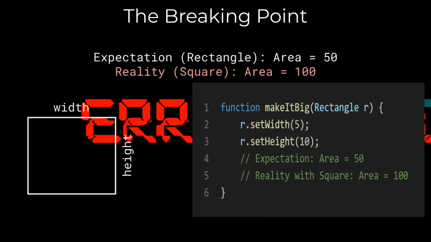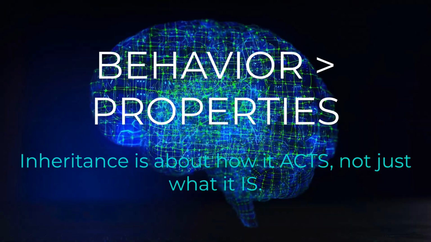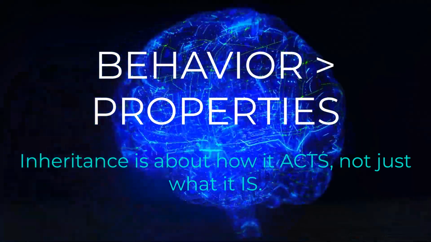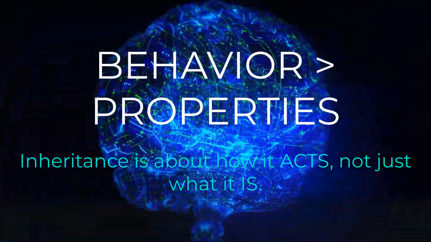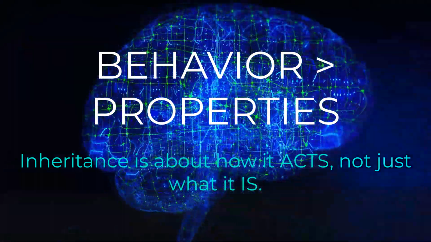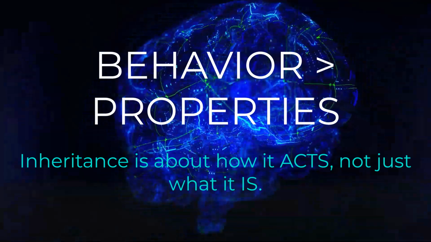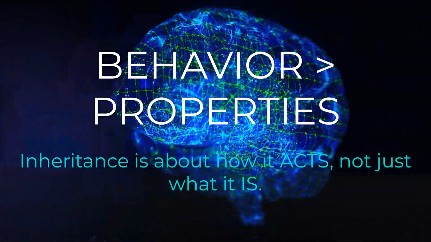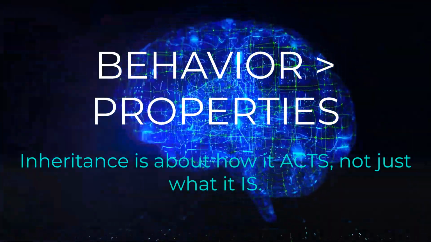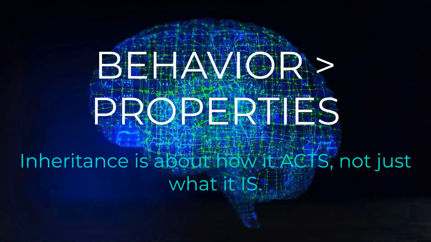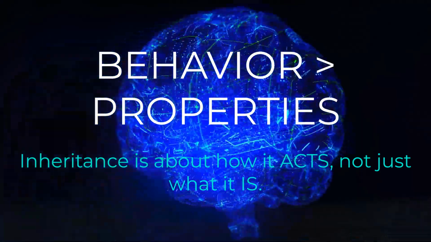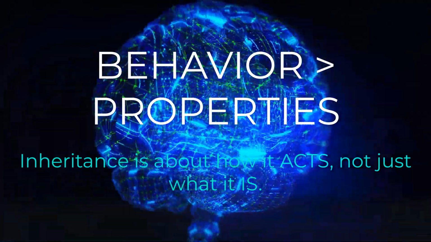This brings us to the core of the Liskov Substitution Principle. Inheritance in programming is about behavior, not just sharing properties. Even though a square is a rectangle geometrically, it behaves differently because the square class restricts the independence of width and height. It cannot be substituted for rectangle.